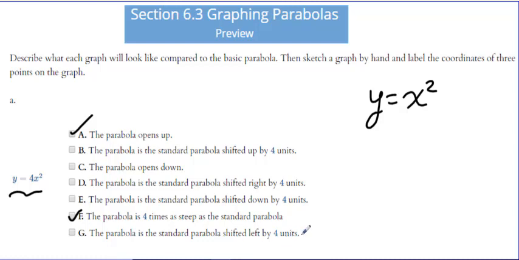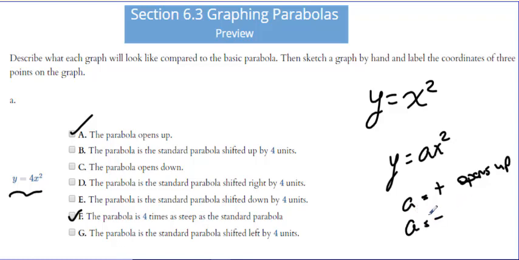So let's kind of look at this. In these transformations, you're going to look at ones that are reflected or opening down. If you look at it in terms of ax squared, if the a is positive, it opens up. If the a is negative, it opens down, right? So that's one thing that the a does.